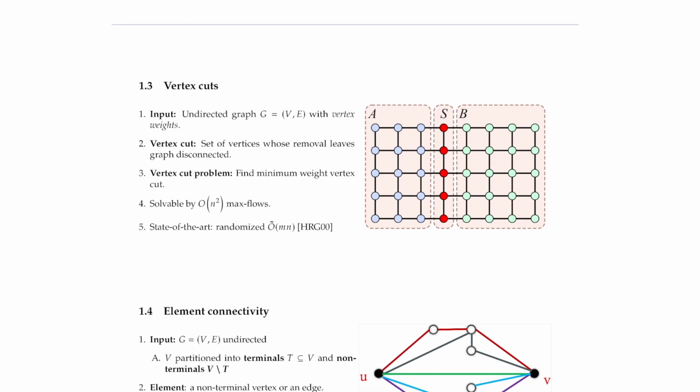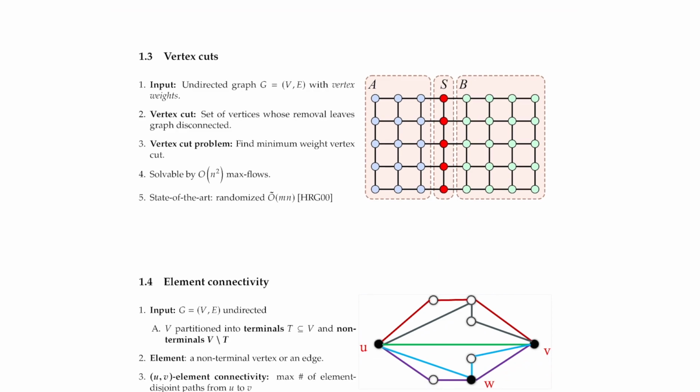As another example, going beyond edge cuts is vertex cuts. Here, rather than edge weights, we have vertex weights, and I want to find a minimum weight set of vertices whose removal will disconnect the graph. This too can, of course, be solved in polynomial time with max flow. And the state of the art for weighted graphs is better, is m times n by Henzinger, Rao, and Gabow. I'll just note that there's been lots of recent results, especially for unweighted or approximate versions of this problem.